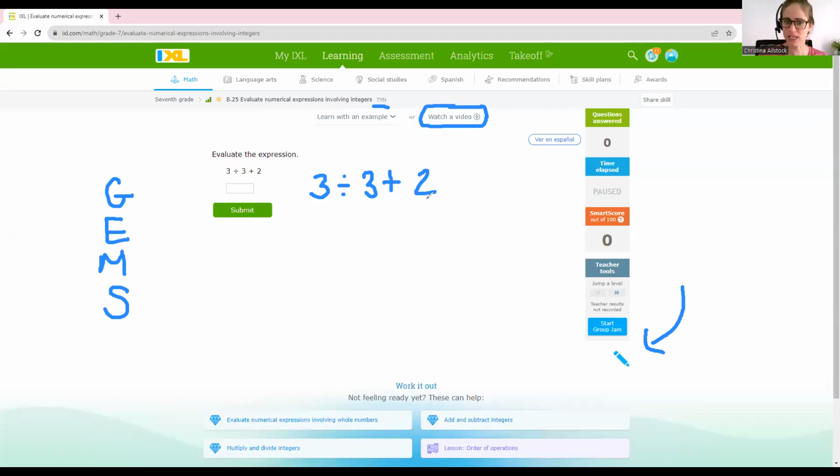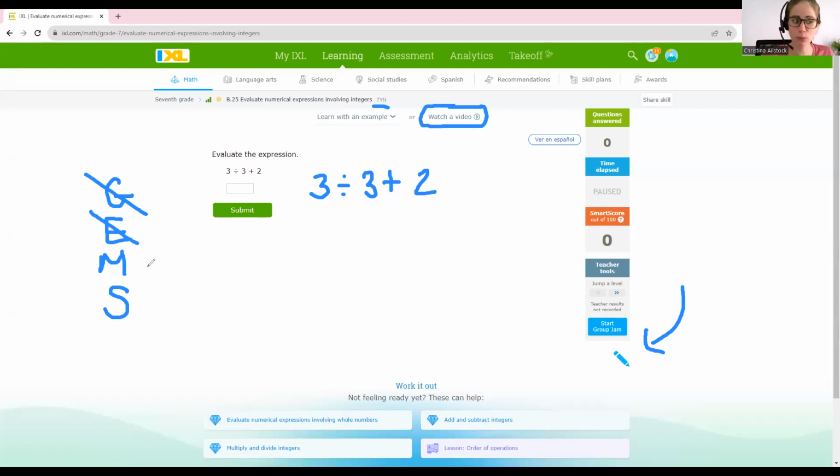Okay, we have our problem written down, and then off to the left here, I have our mnemonic of GEMS to help us remember the correct order. So first off, we need to see, are there any grouping symbols? I don't see any grouping symbols. There's no parentheses, brackets, absolute value bars, so that can be marked off our list. Next up, E is for exponents. Nope, no exponents. We can skip that.